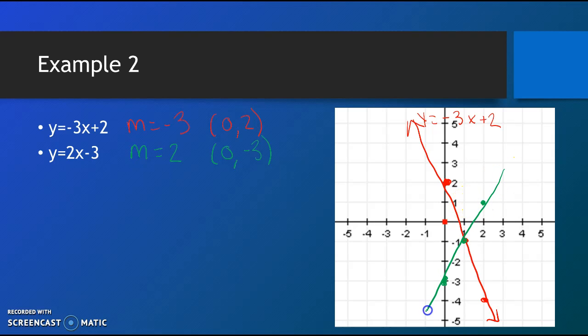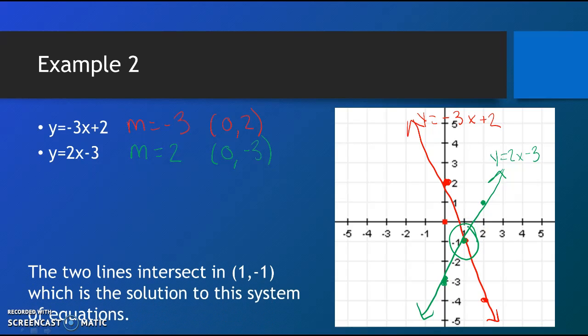And there we go. We're going to connect our dots. So the green line is y equals 2x minus 3. Looking at where the two lines intersect on our graph, we see right here they intersect at 1, -1. So since that's where they intersect, that will be our solution to this system at 1, -1.